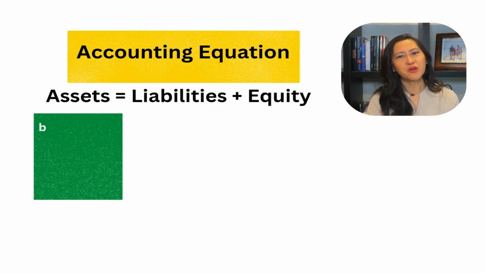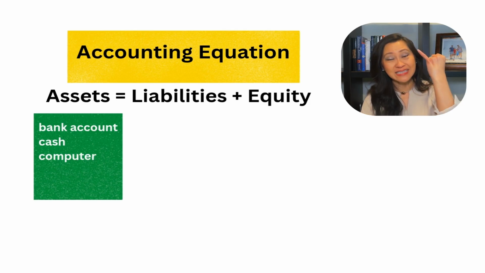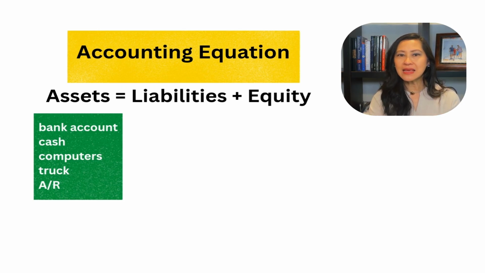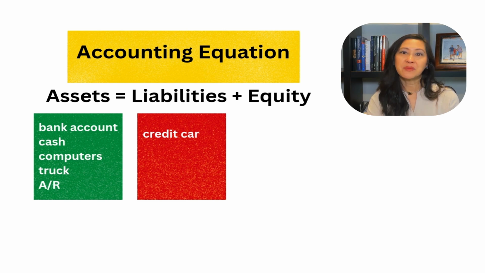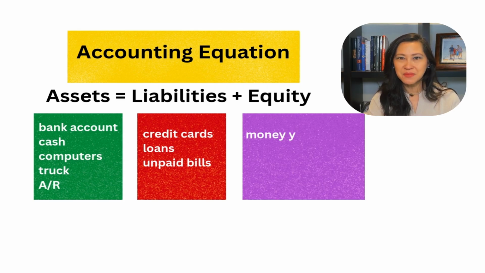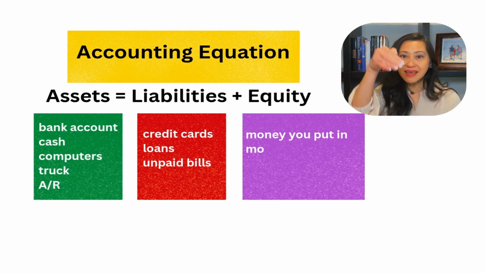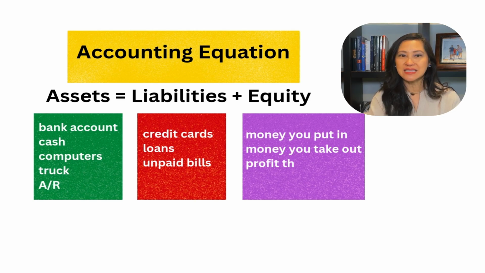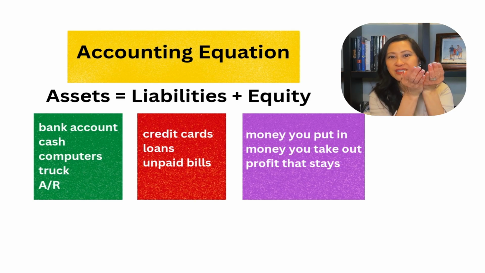An asset is something your business owns or controls that has value. Examples are your business bank account, cash, equipment, a vehicle, money customers owe you, or accounts receivable. A liability is money your business owes. Examples are credit cards, loans, unpaid bills or accounts payable, payroll taxes you haven't paid yet. Equity is the owner's stake in the business. It represents money you put into the business, money you take out, and profit that stays in the business. Think of equity as the owner's bucket.